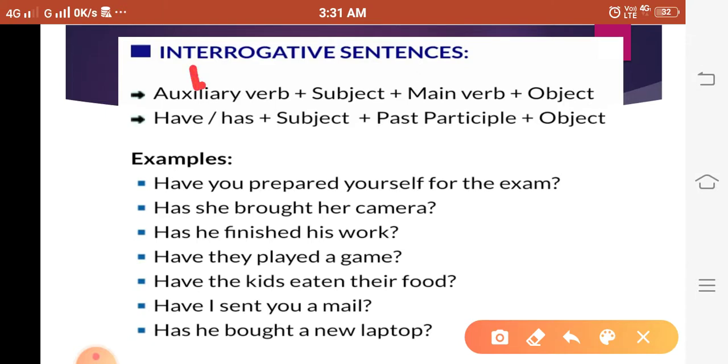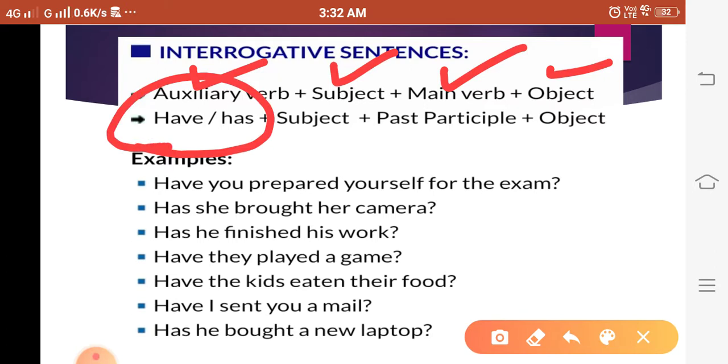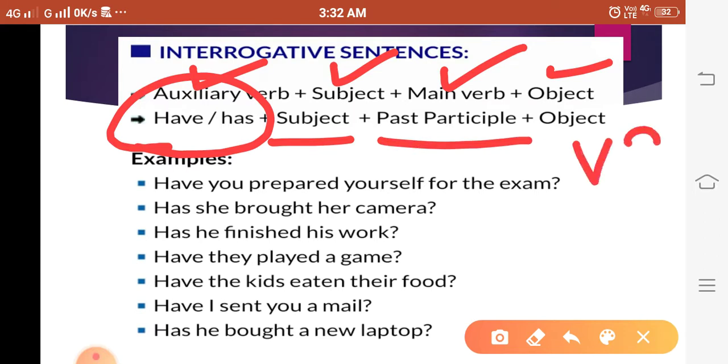It should be auxiliary verb first, then subject, then main verb, then object. Auxiliary verb is has or have. Again, their use will depend on the nature of subject. Then past participle form, which is third form of the verb, and then object. Clear? Now see the examples based on this sentence structure only.